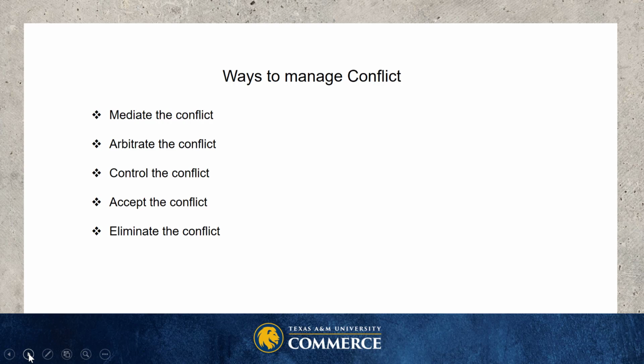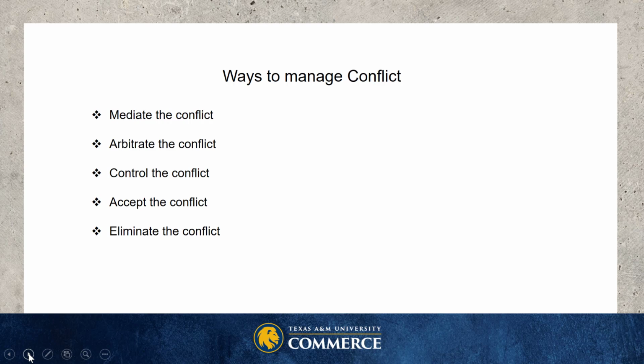Then we have arbitration. Now this is where there is a judgment call from the project manager. The two or more individuals sit down and present their case to the PM, and the PM has to arbitrate between them and come up with a judgment as to who is right and who is wrong. Or we can control the conflict. If we have opposing personalities, for example, we need to try to keep them working apart so that they don't end up having to communicate with each other. Often that is not possible, but if it is possible, that's a good way to control the conflict.